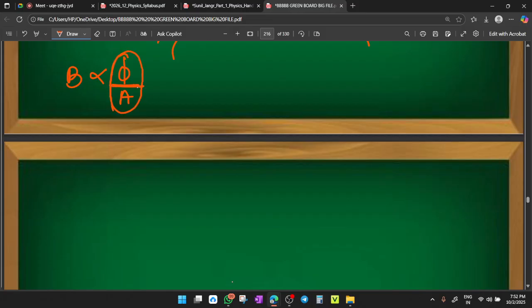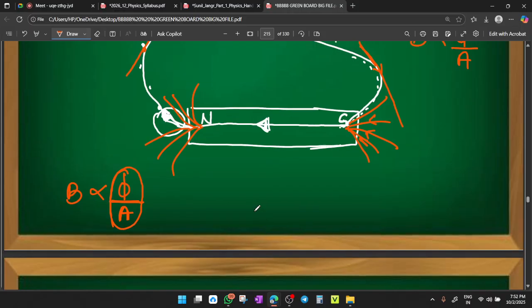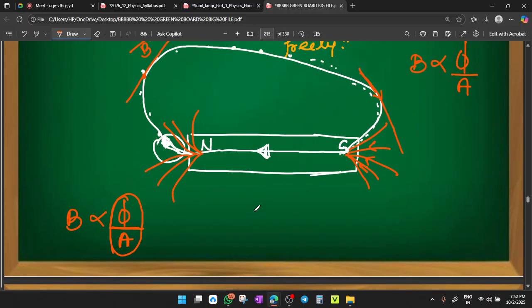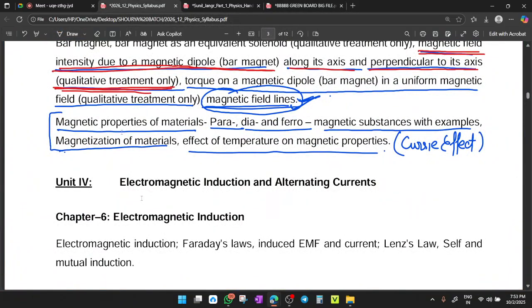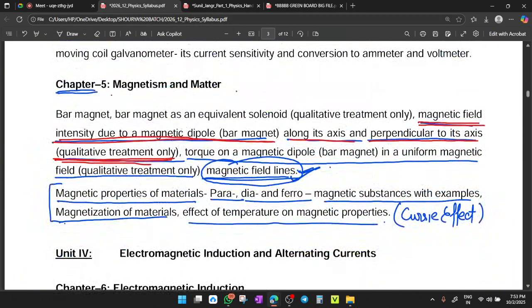Important is how much crowding there is per unit area. Independent, not only dependent on total flux, rather flux per unit area. The maximum number of lines of force per unit area gives the maximum intensity of magnetic field. Done. So guys, we have completed the first portion of this chapter, that was magnetism.